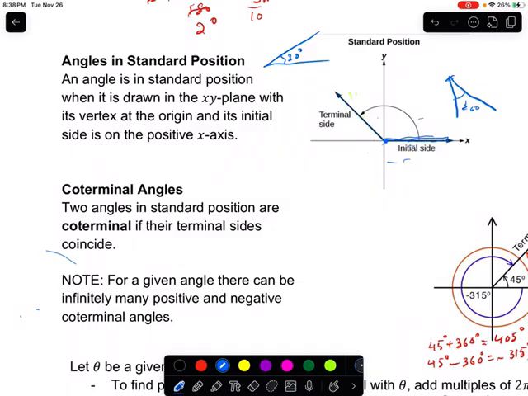Now, what are coterminal angles? Coterminal angles are angles whose terminal rays coincide when they are put in standard position. When we put them in standard position, the initial ray is already overlapping, because the initial side has to be on the positive x-axis and the vertex must be at the origin. So the terminal ray could be anywhere, but if it coincides, then those two angles are called coterminal angles.